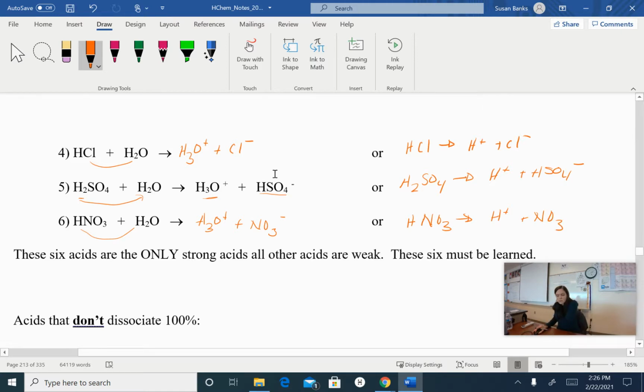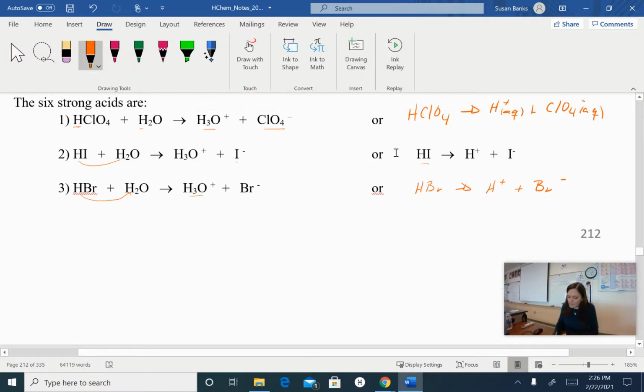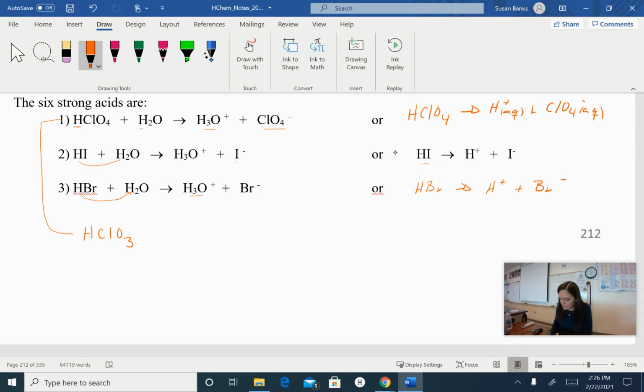Now, there is one more that I would like to list here, and it is a cousin of the perchlorate ion. It is chloric acid. It is also a strong acid. So if I added this to water, I would get hydronium and the chlorate ion. Or if I wanted to simplify it, chloric acid would give me hydrogen and the chlorate ion.